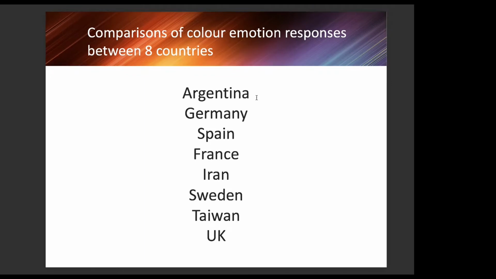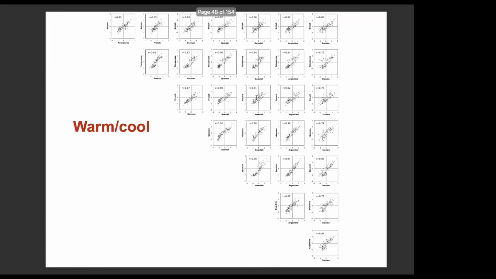In this comparison, we used data from 8 regions in the world, including Argentina, Germany, Spain, France, Iran, Sweden, Taiwan, and the UK. Next slide, please. This slide shows the comparisons between the 8 regions for the feelings of warm-cool. Here you can see many dots. Each dot represents a color, I think it's a color pair, not single colors.